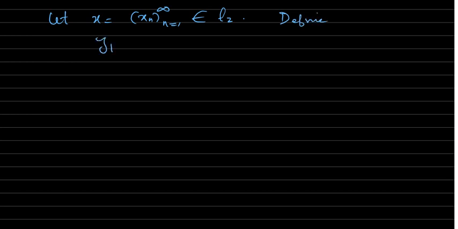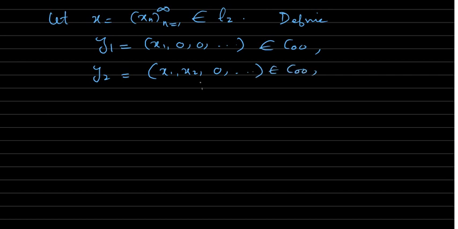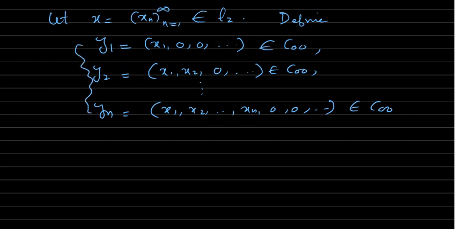Define y1 is equal to x1, the rest of the terms are 0. Okay, this is obviously in C00 because only one term is non-zero, others are 0. Then let's take one more element of C00, which is x1, x2, the rest of the terms are 0. So obviously this also lies in C00. In general, let's define yn, which is x1, x2, up to xn, and the rest of the terms are 0. This is again in C00. So that means this is a sequence in C00. Okay, so it's actually a sequence of sequences, huh?